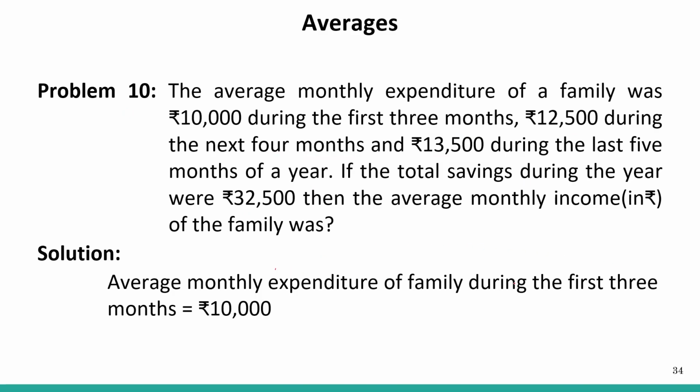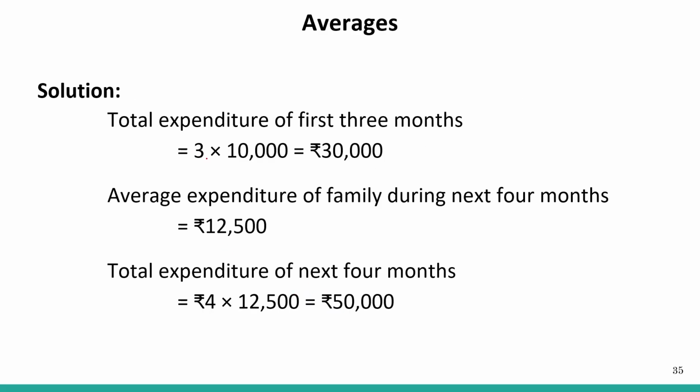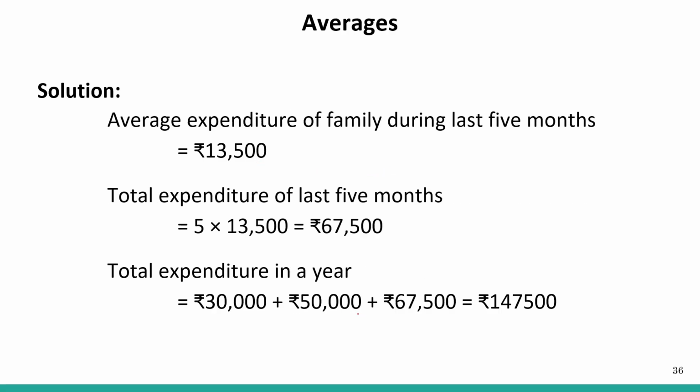So the average monthly expenditure of the family during the first 3 months is equal to what? 10,000. So 3 into 10,000 is equal to 30,000, right? The average expenditure is 12,500, so the total expenditure for the next 4 months will be 4 into 12,500, which is equal to 50,000. The average expenditure of the family during the last 5 months is 13,500. So the total expenditure will be what? The cumulative sum will be 67,500.